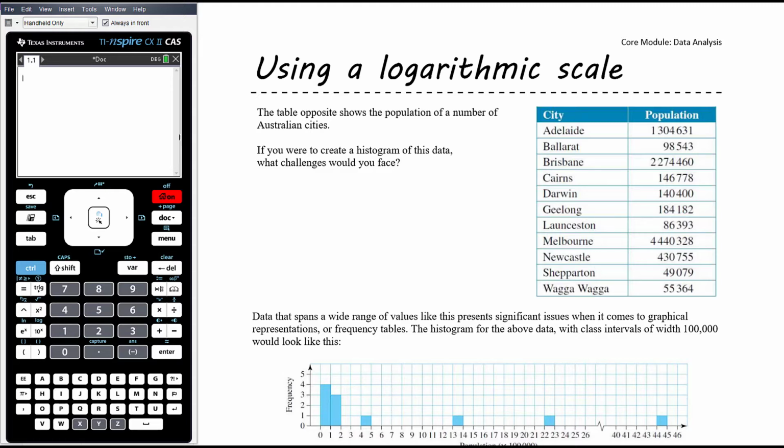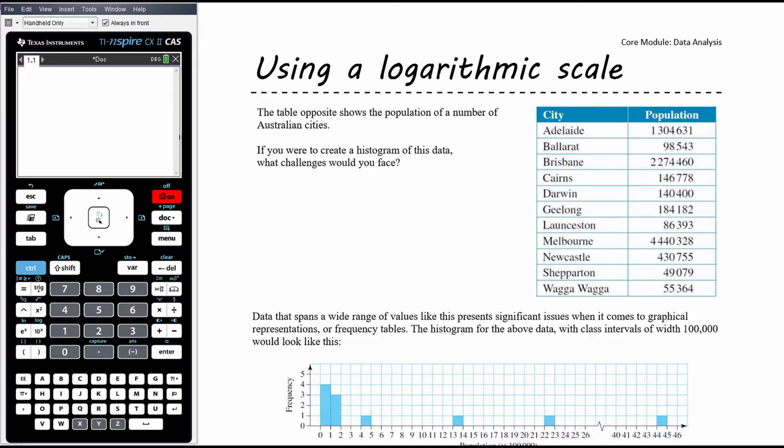Now if we were to create a histogram of the data, we want to think about what would be difficult about working with this data in terms of creating a histogram. Bearing in mind this is discrete numerical data, the main reason we would use a histogram for discrete numerical data is if we're going to group the data, and grouping would certainly be necessary here because it ranges from just under 50,000, this 49,079, right up to over 2 million. So the span of the data is enormous, so we would certainly need to group it.